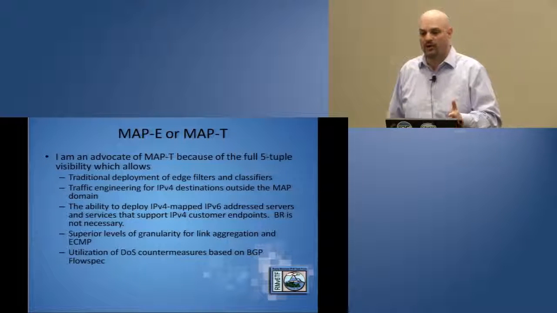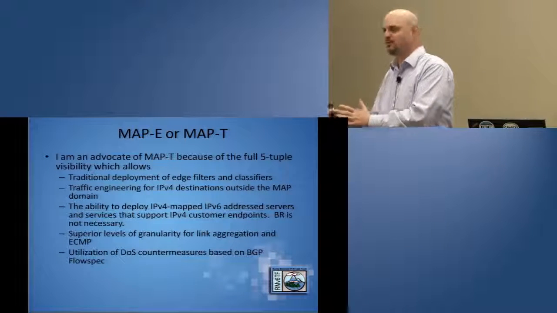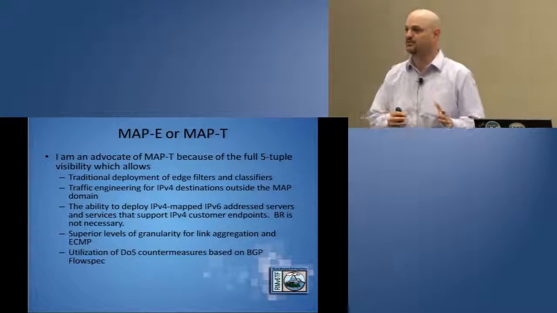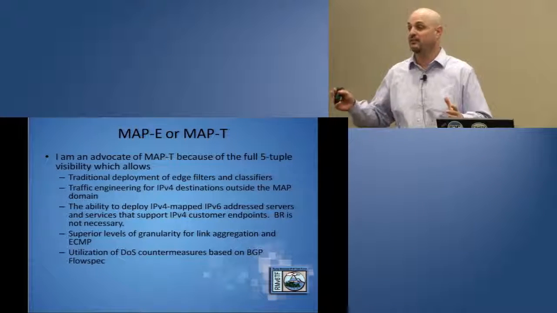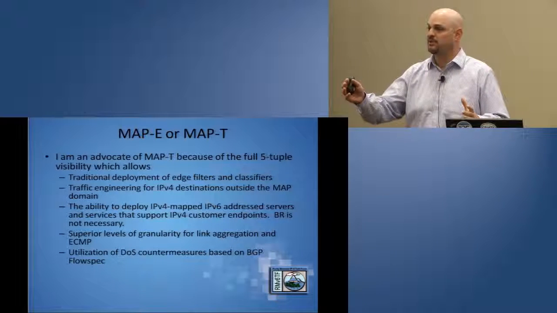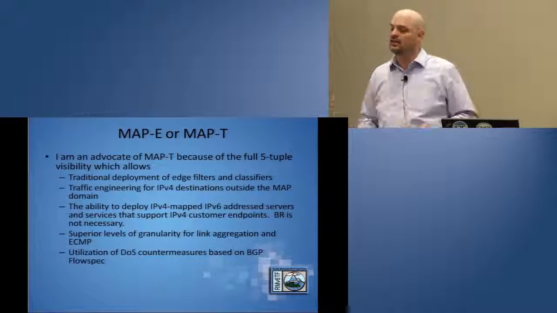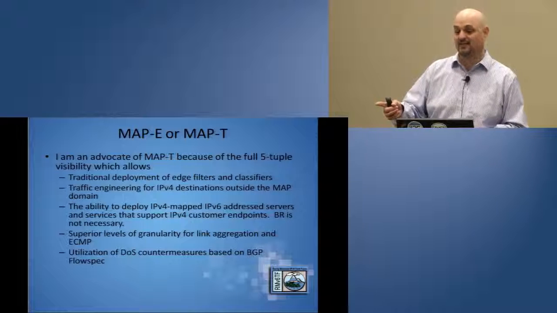The ability to deploy, this is a mouthful. Let me just put it in plain English. You can put IPv6 servers on your IPv6 networks and access them from your IPv4 hosts natively. So in our case, let's say we want to deploy a CDN, we only want to address the servers over IPv6. We can access them directly without having to hit the BR. Superior levels of granularity for link aggregation.